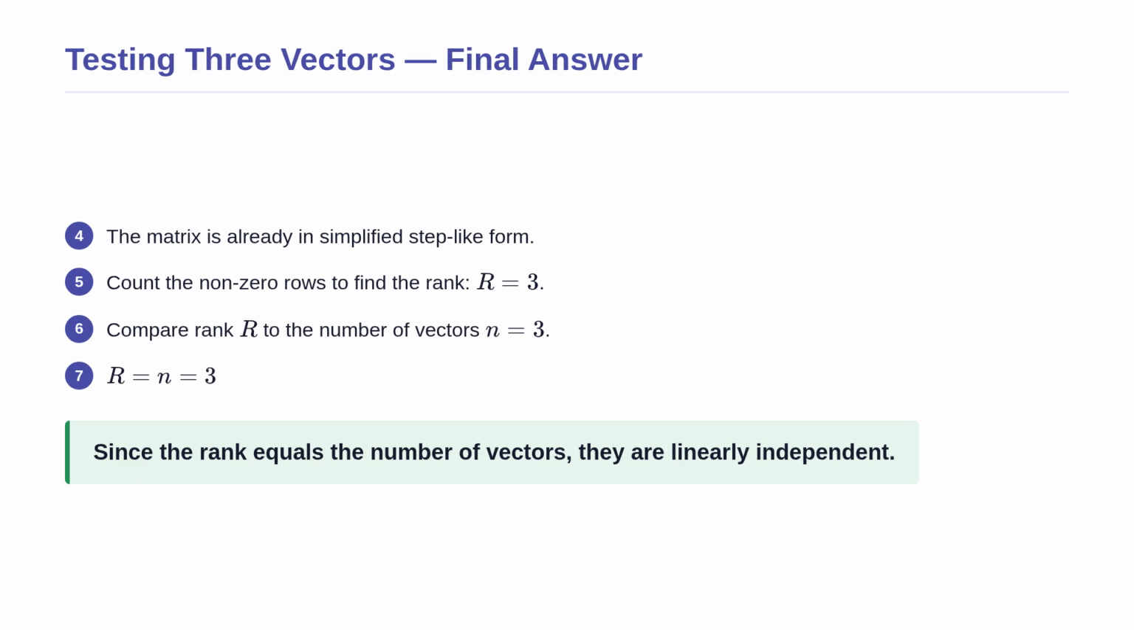Now we must compare this rank to the number of vectors we originally started with, which is n equals 3. Because these two numbers match perfectly, it proves that none of the vectors are redundant combinations of the others. Physically, these represent the standard horizontal, vertical, and depth axes in 3-dimensional space, which are fundamentally independent directions.